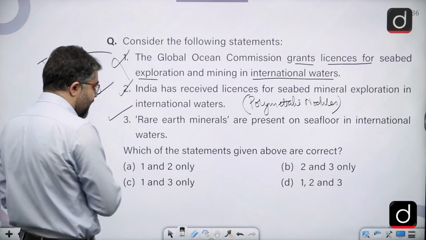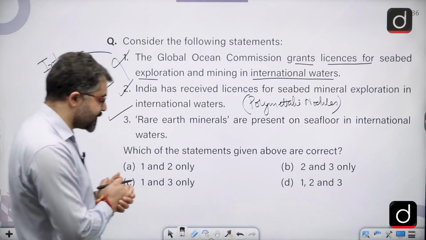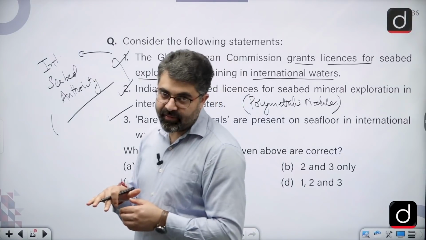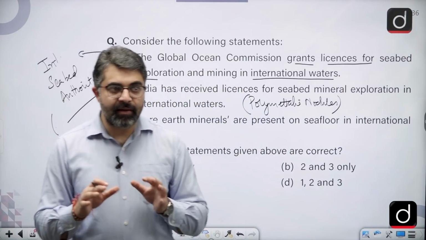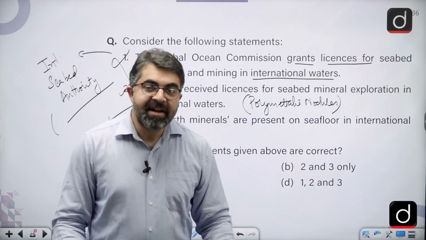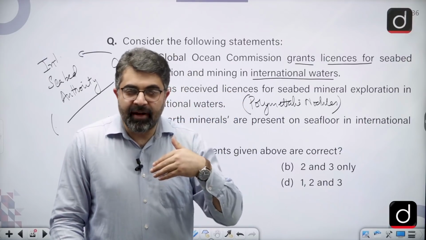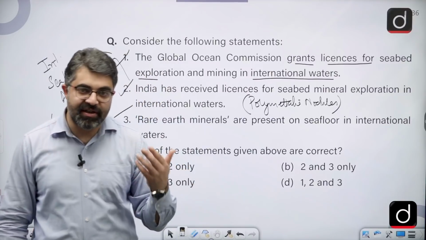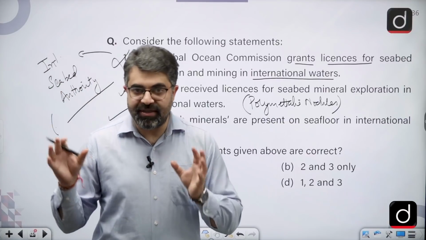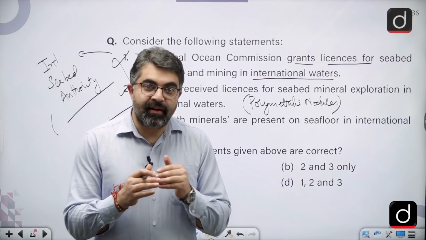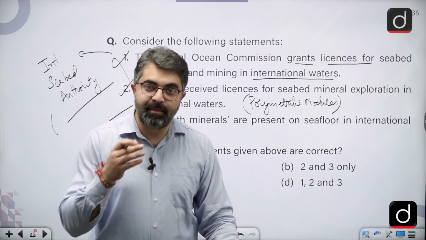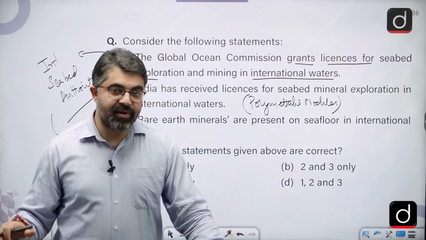Then rare earth minerals are present on the seafloor in the international waters. See, the word itself is rare earth minerals, minerals which are rare on the earth. It does not mean that they're rare in the oceans also. Yes, oceans are part of earth, we understand that. But it is believed that in the past, when rainfall was very heavy, like a pluvial period in the geological history of earth, all these minerals got washed away from the continents and got deposited in oceans. So they're rarely found on the continents, but they are found in oceans, because we believe all of that got washed away and got deposited in the ocean beds.